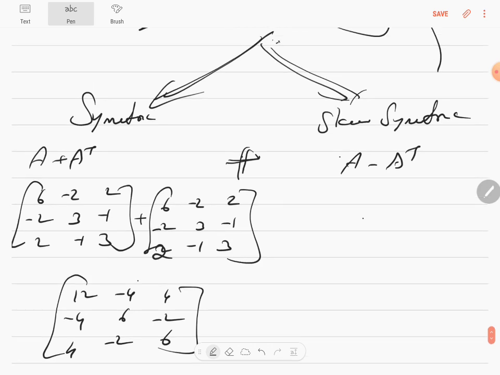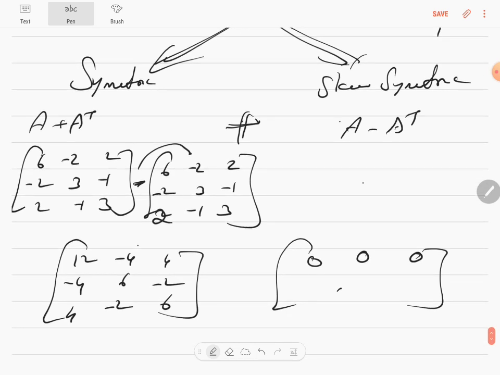Now you're going to do A minus A transpose, which means you're going to change the symbol here and do it. What will happen? You will get 6 minus 6 is 0. Minus 2, minus of minus is plus 2. Minus 2 plus 2 will become 0. 2 minus 2 is 0.